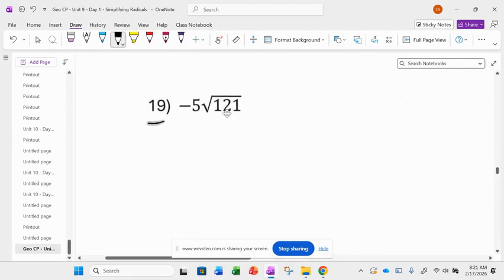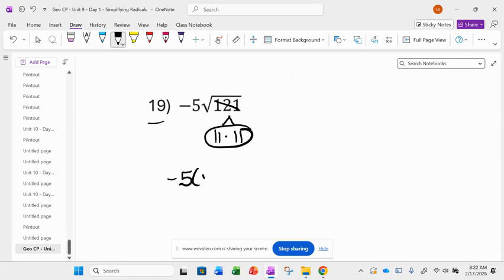All right, so 19. I hope that you remember 121 is a perfect square. What times itself gives us 121? 11. 11 times 11, that's a pair. I already have a -5 on the outside, so I'm going to multiply that with 11. Is there anything left over on the inside? No, so that's just a -55. And this is where we finish.